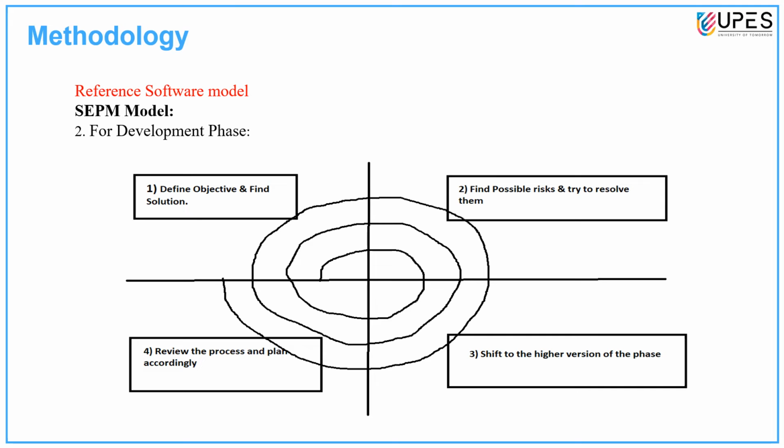The next step is to shift to the higher version of the phase. The final stage is to process and to plan things accordingly. Since now we have gathered the information, we have found the best possible solution and the possible risks that could be involved, and we have resolved those issues as well.